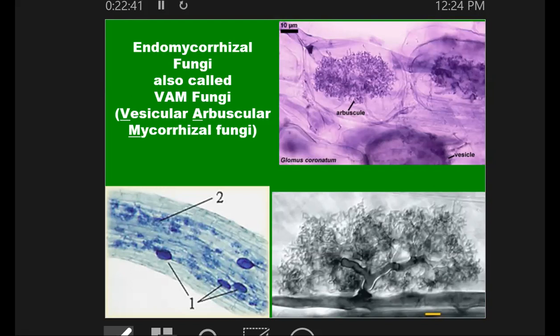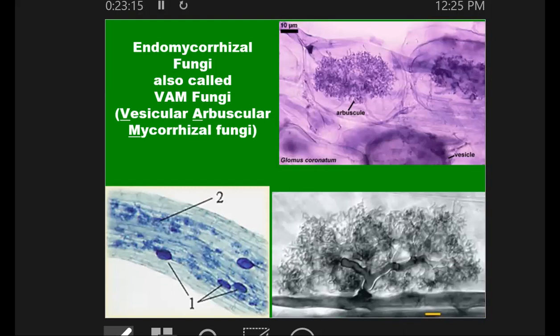Now I'm seeing more and more published studies where they just drop the V, the vesicular, and just call them AM fungi. It's a little hard to say, but I see that. The reason they say vesicular is that when the fungal hyphae are in the root tissue, some of the hyphae can balloon up like a balloon, a vesicle. It has that roundish shape, as you see in the lower left, number 1 there. So those are fungal vesicles.